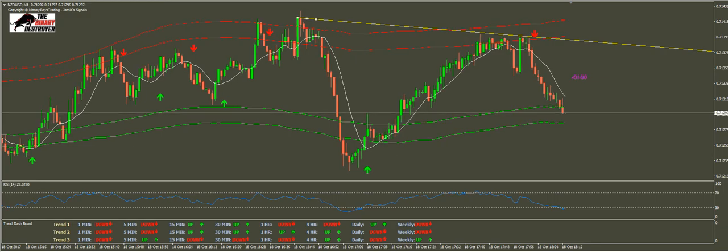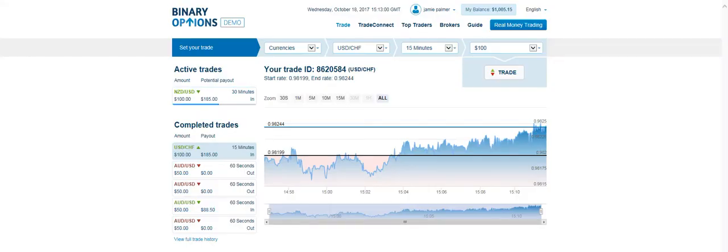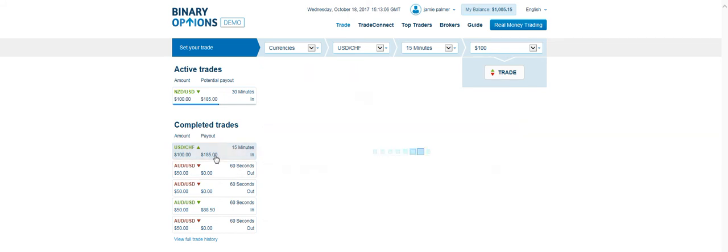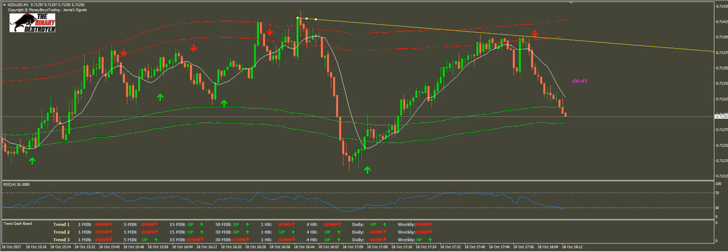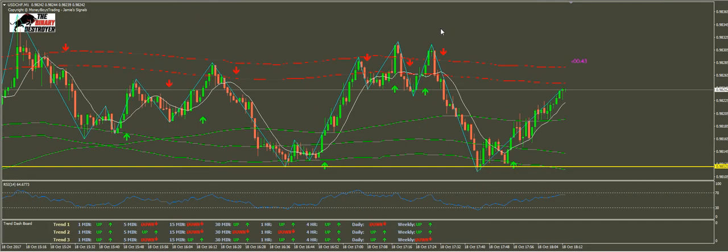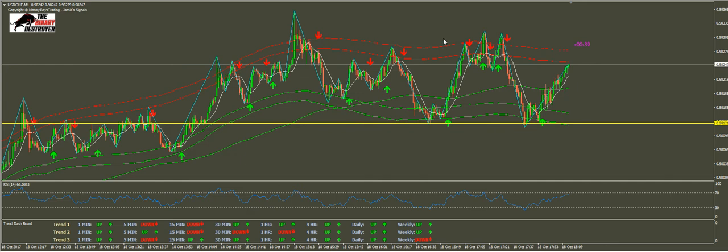Hey guys, so I'm back, and as we can see, that USD share 15-minute trade is deep in the money. Look where I got it in, 18244, and it went to 18199. That is what I'm trying to explain. You see, lots of movement here.